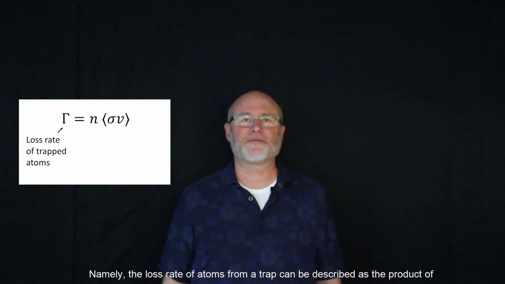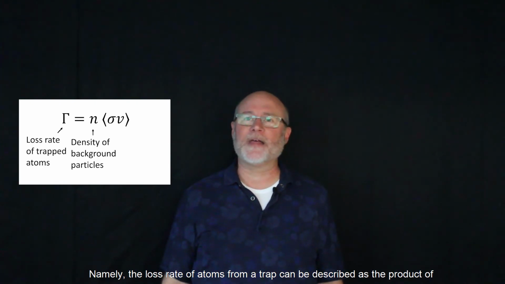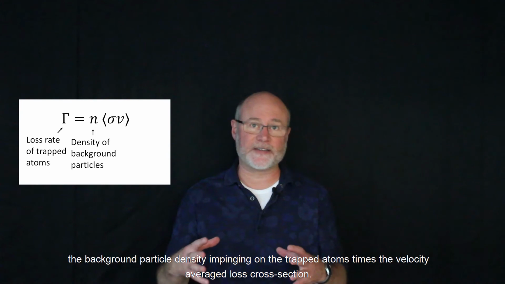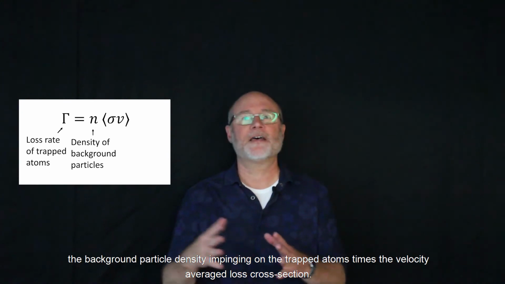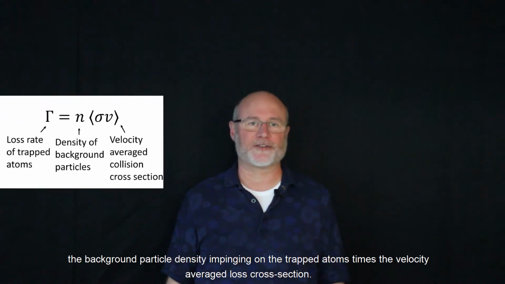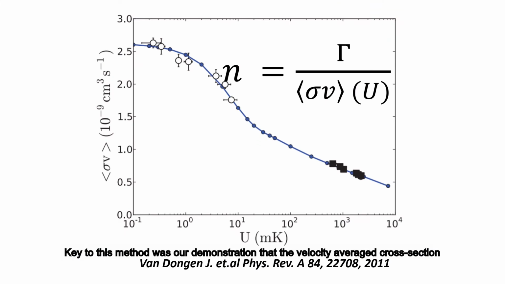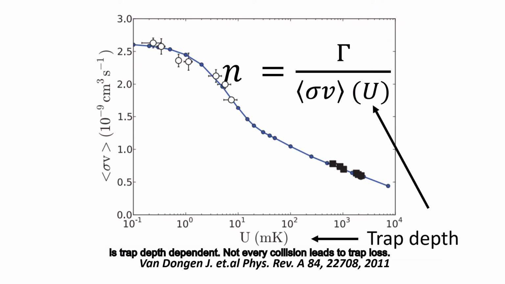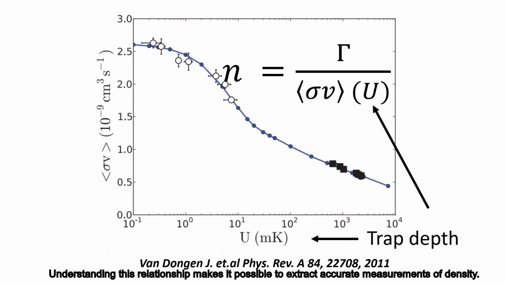Namely, the loss of atoms from a trap can be described as the product of the background particle density impinging on the trapped atoms times a velocity average cross-section. Key to this method was our demonstration that the velocity average cross-section is trap depth dependent. Not every collision leads to trap loss. Understanding this relationship makes it possible to extract accurate measurements of density.